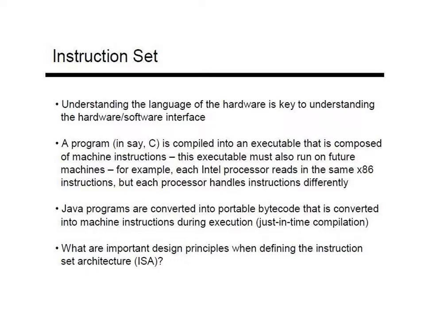For example, each Intel processor reads the same x86 instructions, but each processor handles the instructions differently. Java programs are converted into portable bytecode, which is converted into machine instructions during execution, and we know that this is just-in-time compilation. And you know about ISA, the instruction set architecture. These are the most important design principles when defining the instruction set architecture.